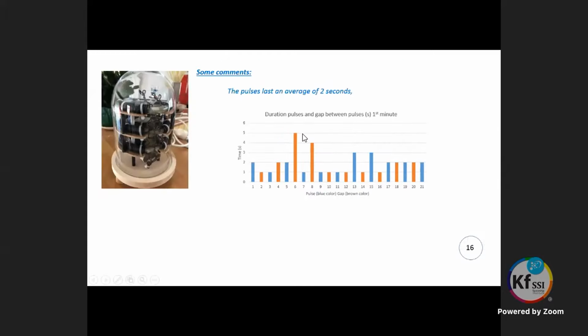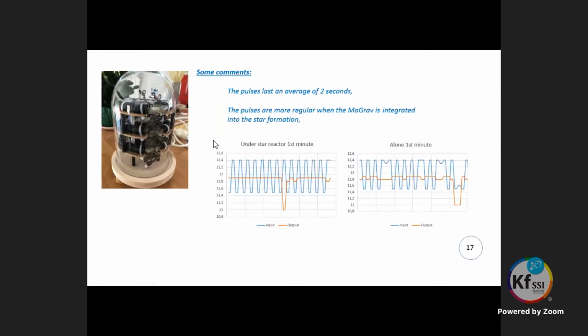About the pulse, the duration of the pulse. Yeah. It is 2 seconds. You see, here, 1 second, 3 seconds, and so on. It's when the Magrav is alone. The pulses are more regular when the Magrav is integrated. That's what I said.